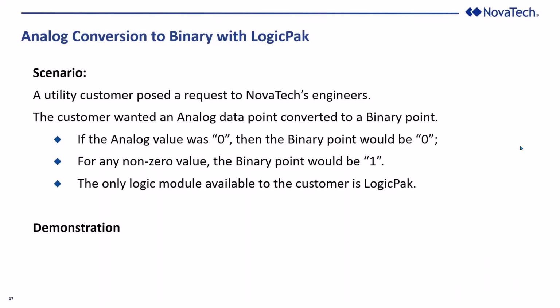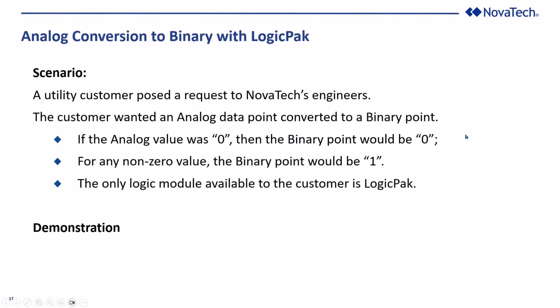A customer had come to us, and they had asked us, we have an analog value, and sometimes this value is going to be 0, sometimes it's going to be a numerical value. But if that data value is 0, this analog value, we actually want to convert it to a binary point with a 0 value. Now, if that analog point is just any value other than 0, we want to make it a binary point with a value of 1.